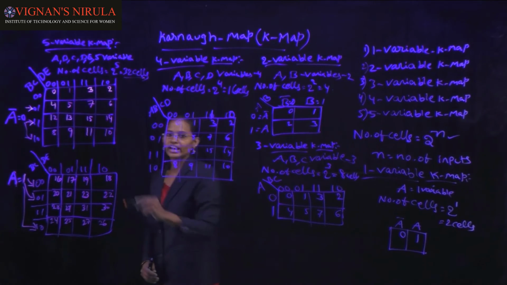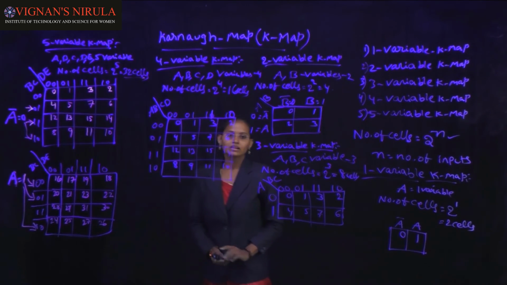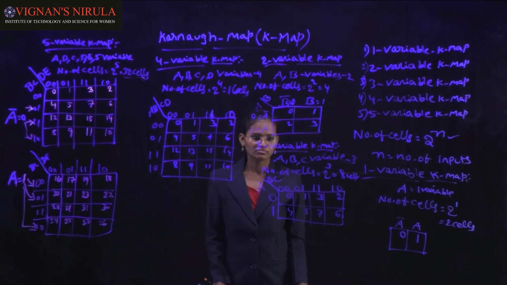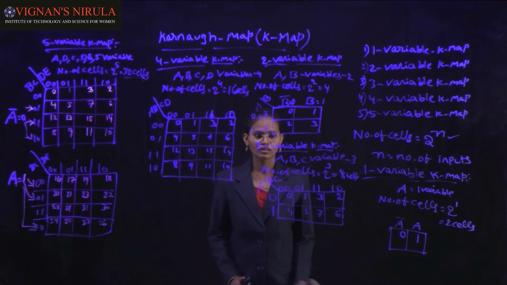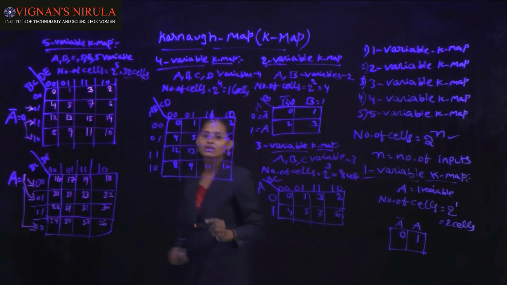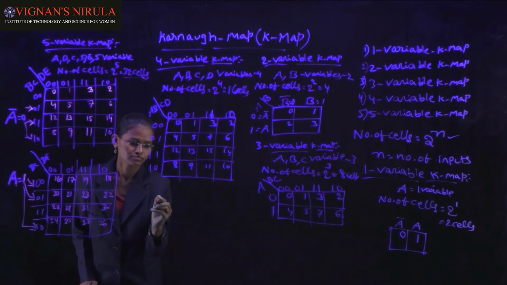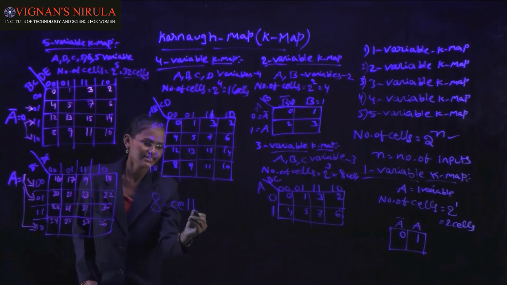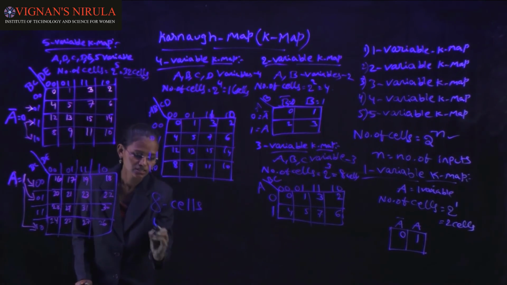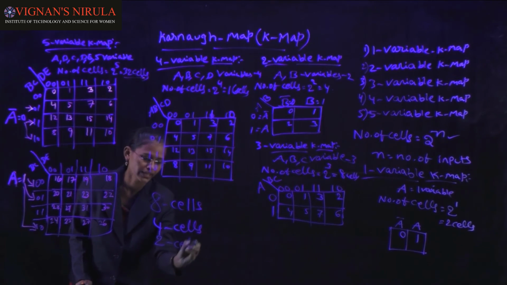Okay, these are the 5 variable K-map structure. And here the grouping is the same as in the 4 variable K-map. How to group here? First we prefer the 8 cell grouping, and next we prefer the 4 cell grouping, and next we prefer the 2 cell grouping.